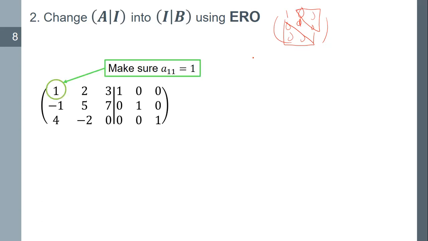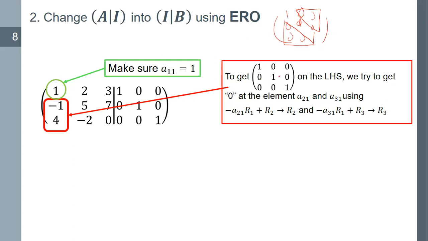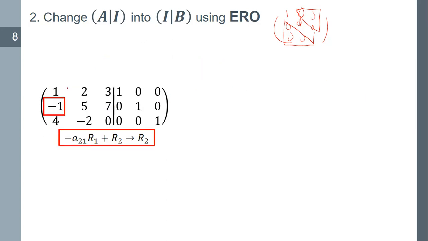So let us look at it. First, make sure your first element a11 equals 1. In our example, this one is 1. To get the identity on the left hand side, first we have to make sure these two are 0. How do you make these two become 0? We use the first row, multiplying with something to kill the negative 1 and the 4. Now we try to kill the negative 1.